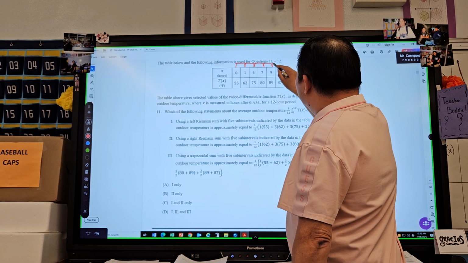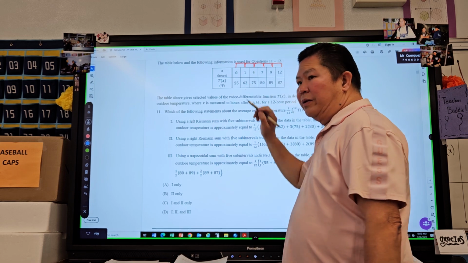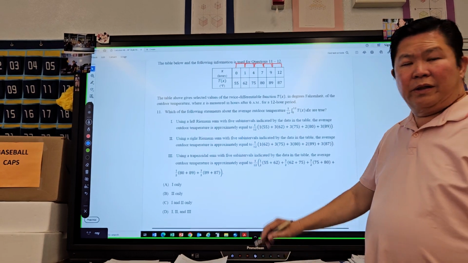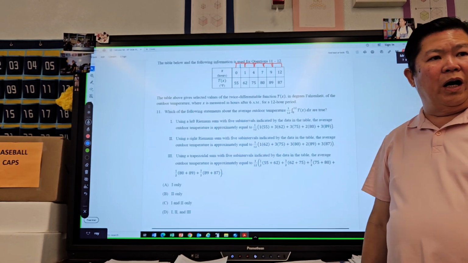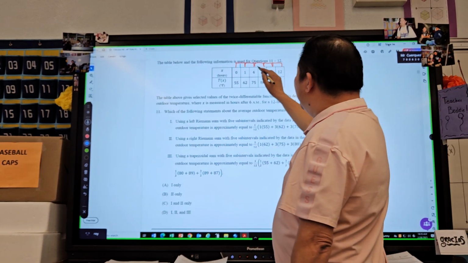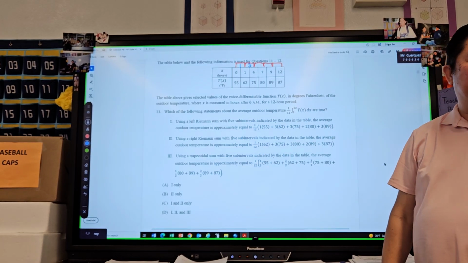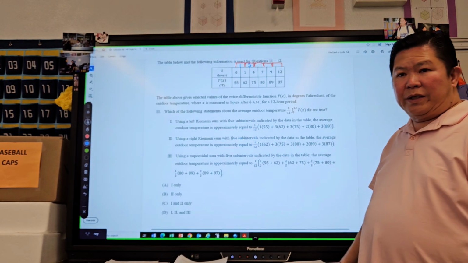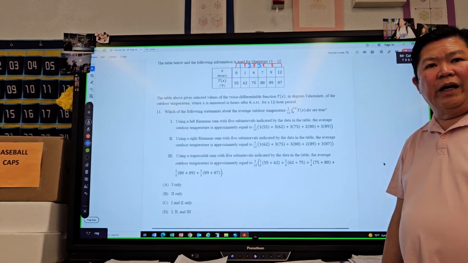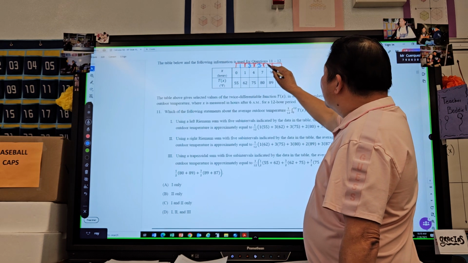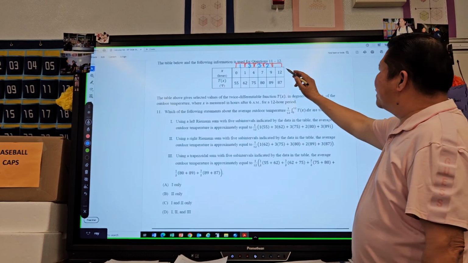And you know what to do, right? So, I'm gonna have this. 1 minus 0 is 1. 4 minus 1, it's gonna be 3. That's the height. And then 7 minus 4 is also 3. And then 9 minus 7 is 2. And then, of course, 12 minus 9 is 3.